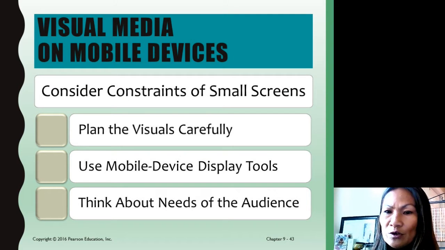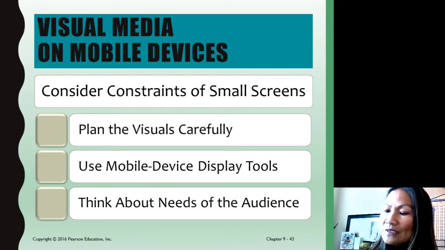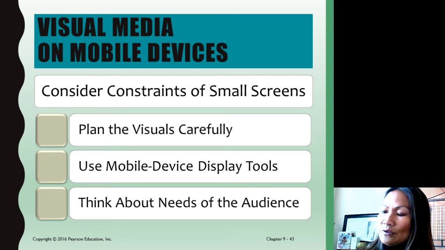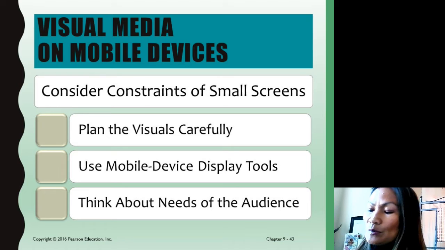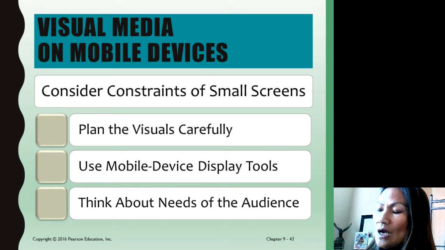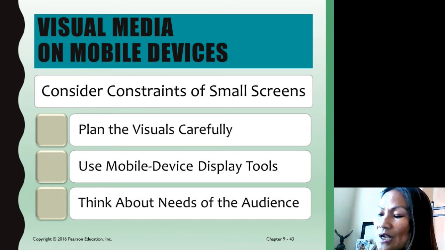Visual media on mobile devices, whether it's a training video, an interactive big data tool, or a GIS system used for on-site analysis, more and more employees need to access visual media on smartphones and tablets. The constraints of small screens are even more acute with visuals than they are with text. So preparing visual content for mobile users takes careful planning and display tools designed for mobile devices.